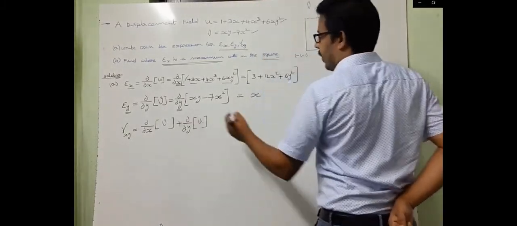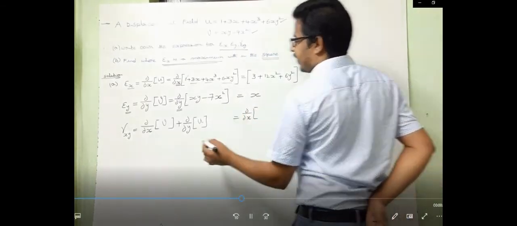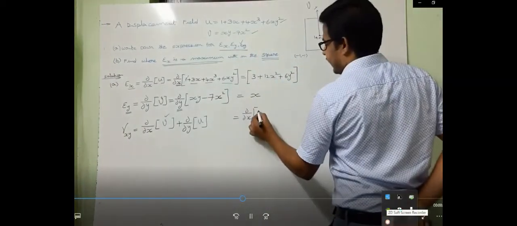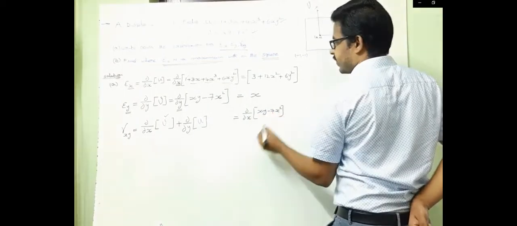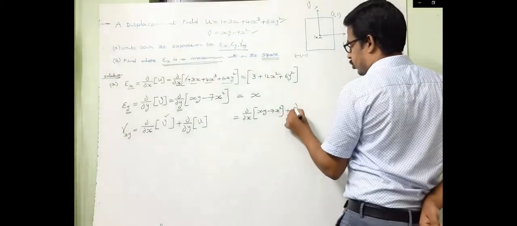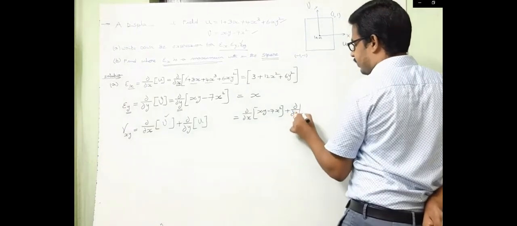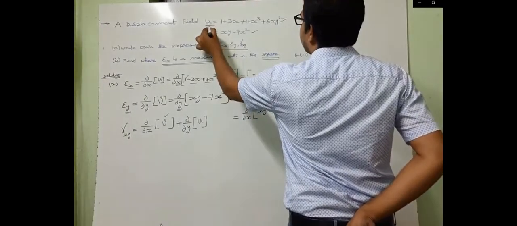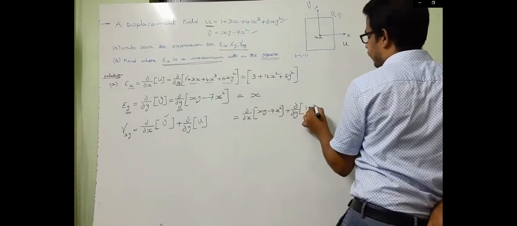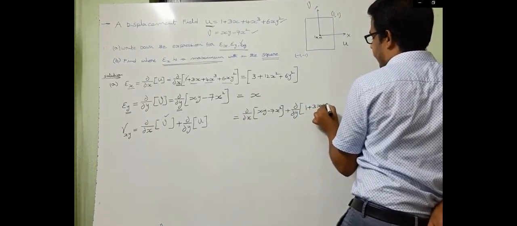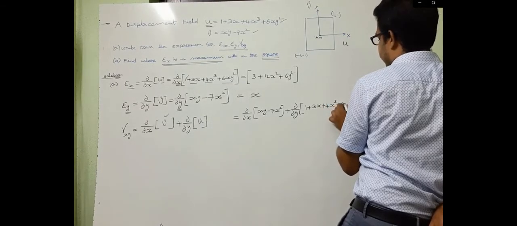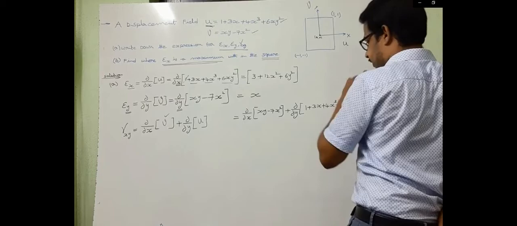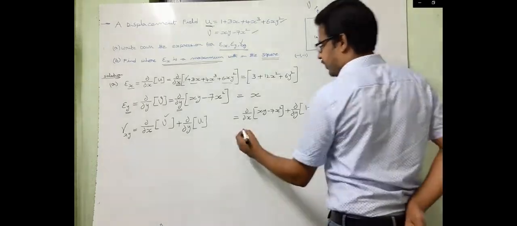Here ∂/∂x of the v value. What is the v value? It is xy minus 7x square. Plus ∂/∂y of the u value. What is the u value? 1 plus 3x plus 4x cube plus 6xy square. We need to simplify that.